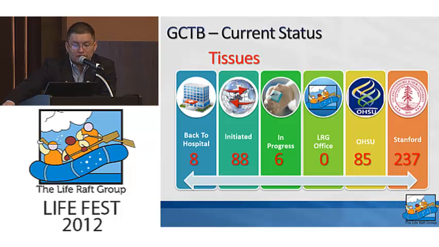So currently in our database, in regards to tissues, we have 8 tissues that have been sent back to the hospital, 88 that have been initiated. That means we have been talking to them, and we have provided all the information. 6 of them confirmed that they have sent the tissue, and we're expecting to receive it. 0 are at the LRG office. As I said, we don't hold the tissue, we process it as we get it. 85 are in OHSU. They are doing the mutational test. We will receive the results soon. And 237 tissues are already in Stanford. So in the whole chain of this process, we can count 424 tissues.